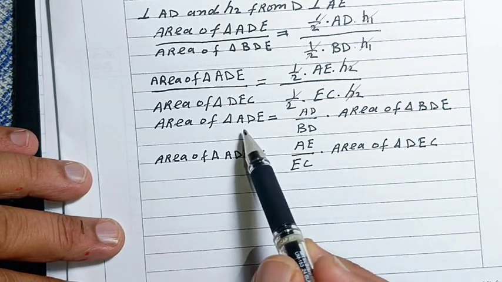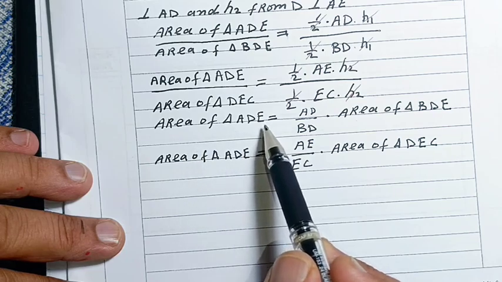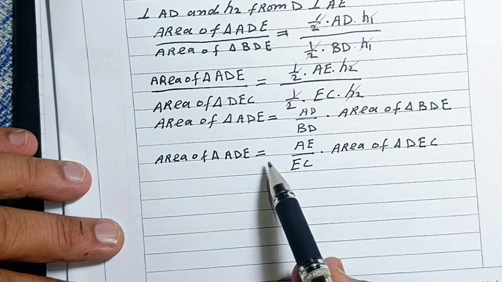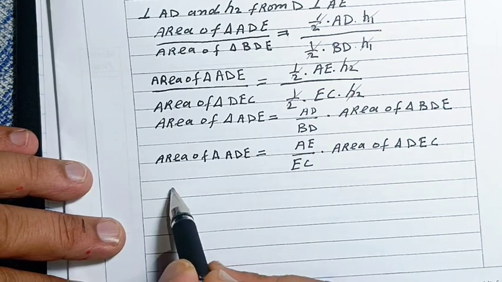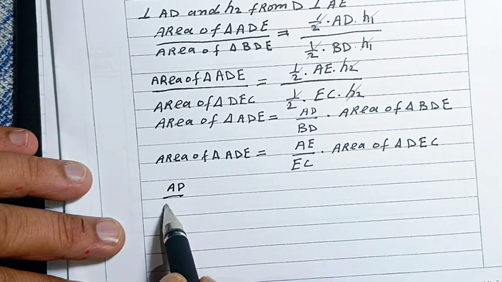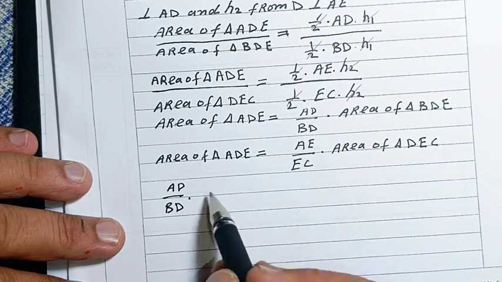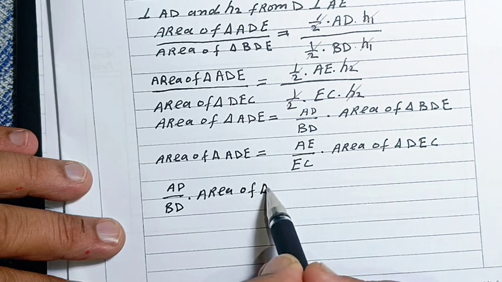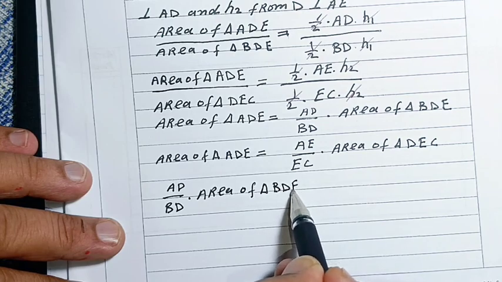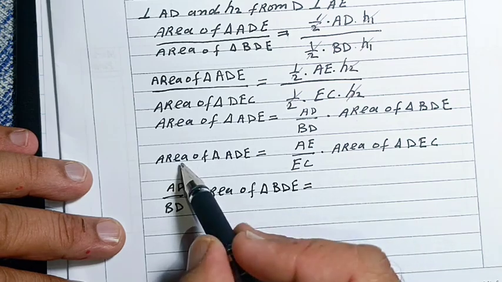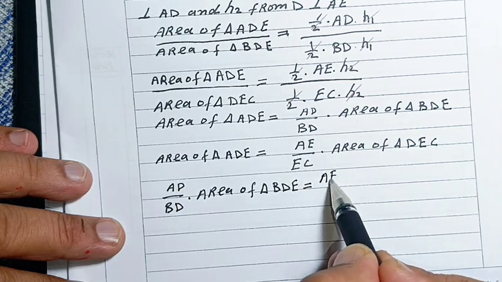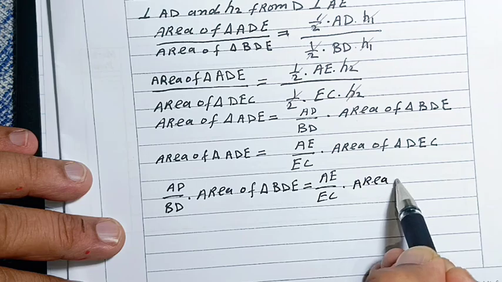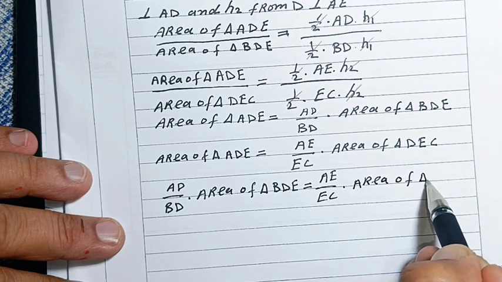So both are equal to the area of triangle ADE. So we can say these both are also equal to each other because they are both equal to the same thing. So we say AD over BD times the area of triangle BDE is equal to AE over EC times the area of triangle DEC.